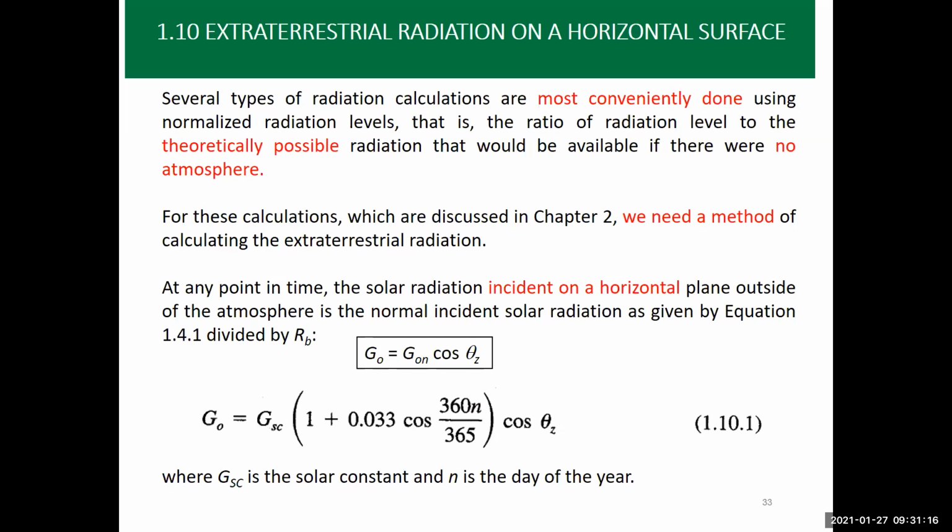What we need to do now is, at any point of time, the solar radiation incident on a horizontal plane outside the atmosphere is the normal incident solar radiation as given by equation 1.41 that we have taken earlier to determine the value of GON divided by RB. Accordingly, this extraterrestrial radiation is given as the solar constant multiplied by this fraction, which is 1 plus 0.033 cosine 360 n over 365. We have taken this equation earlier just to determine how much is the radiation falling with respect to the solar constant, and then multiplied by cosine theta z. And n definitely is the representation of the day of the year.